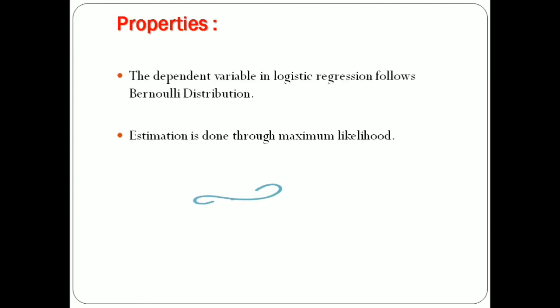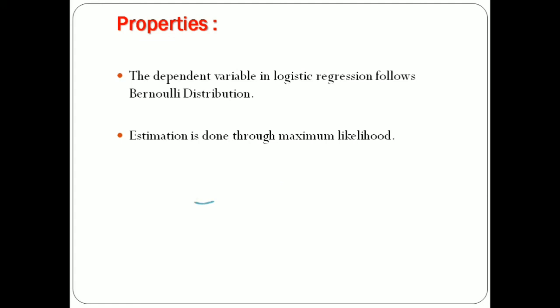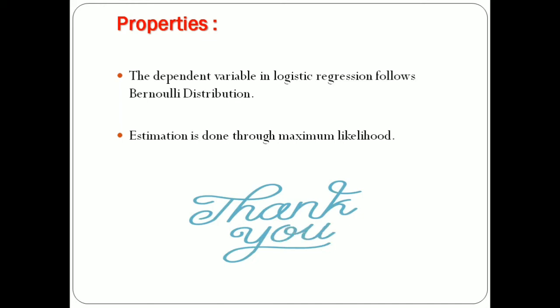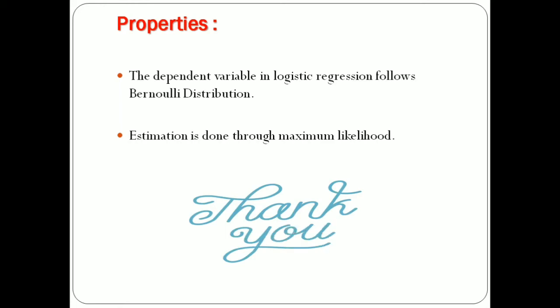What are the properties of logistic regression? The dependent variable follows the Bernoulli distribution. The output of logistic regression is always an S-shaped curve instead of a straight line, and the estimation is done by maximum likelihood, that is the probability. So probability plays the main role in logistic regression. So this is a basic idea about logistic regression.